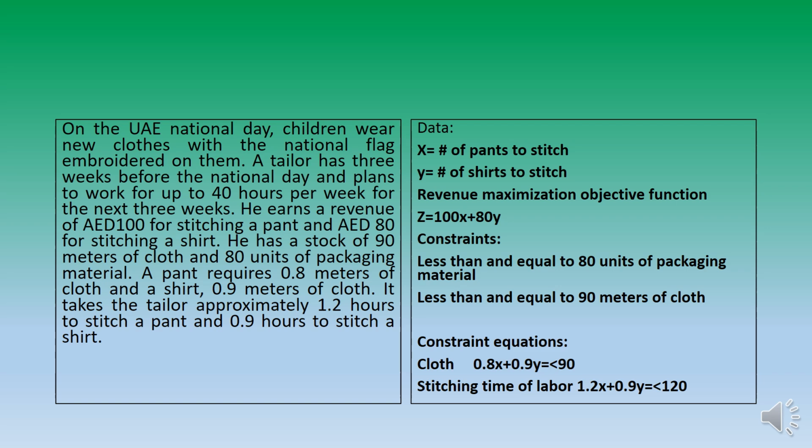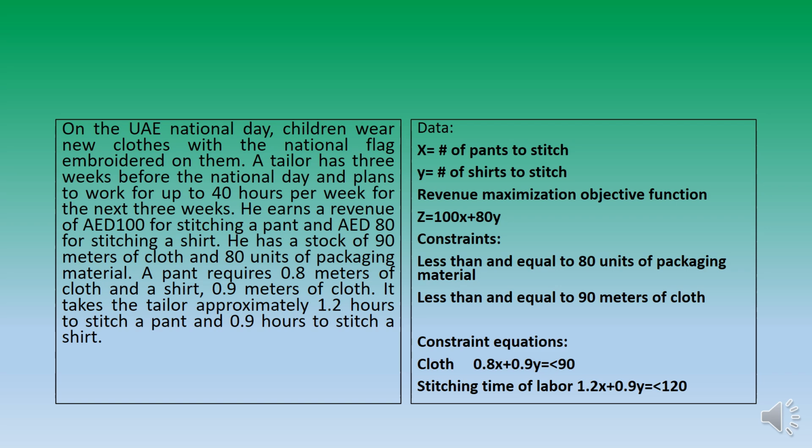A pant requires 0.8 meters of cloth, and a shirt requires 0.9 meters of cloth. So the quantity of cloth, you see, 0.8, 0.9. We have already witnessed in the question that the maximum cloth is 90. So it is an inequality constraint, less than or equal to. So this constraint is ready.